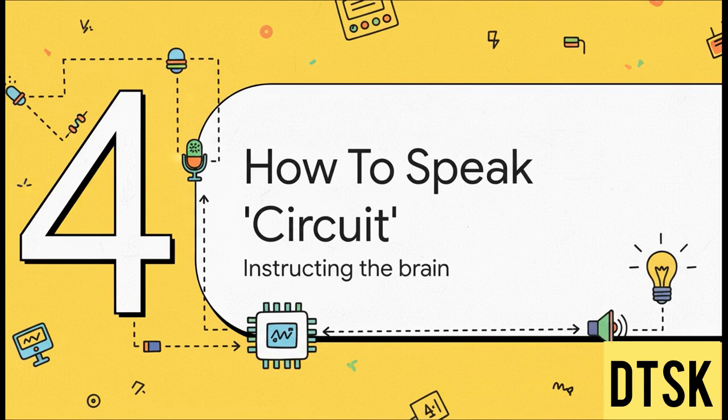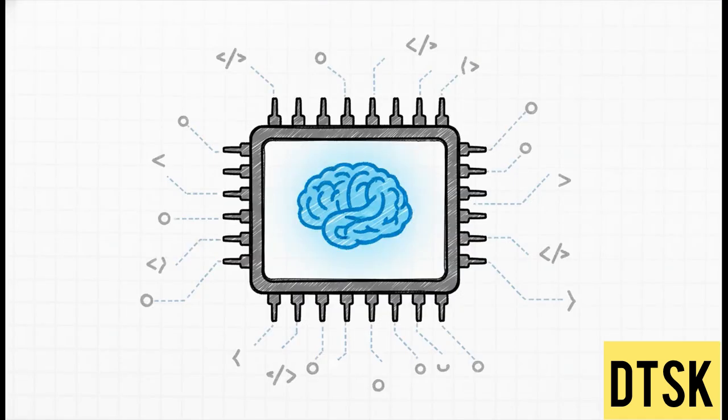So for a really simple circuit, that three-step dance, input, process, output, is all you need. But what if you want to do something more complicated? Well, then the brain needs a more specific to-do list. And that's where programming enters the picture. It's literally how we talk to the circuit and give it instructions. And for these more advanced systems, we use something called a microcontroller.